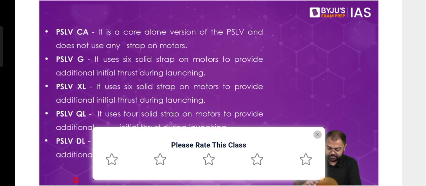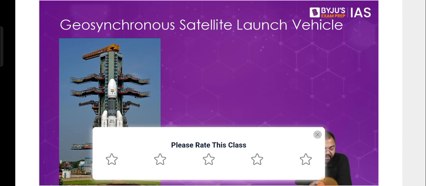So all these are the launch vehicles that we have used over the years. PSLV CA and PSLV XL, these two I would say are the most widely used, and still are. When you have a lightweight launch requirement, you'll see that in most of the cases it is PSLV CA, and most of the heavier launches are done by PSLV XL. The others have been used once in a while. After this, we have the Geosynchronous Satellite Launch Vehicle, or GSLV.